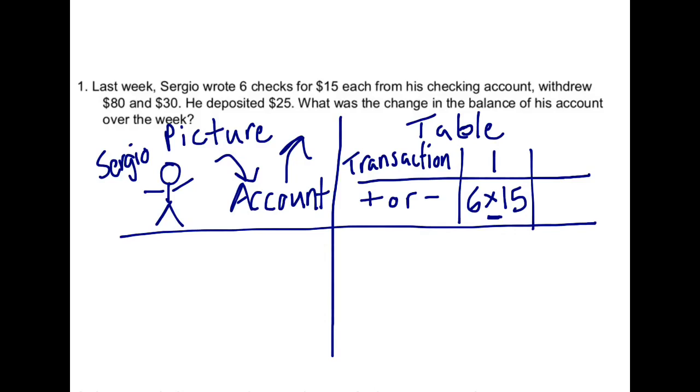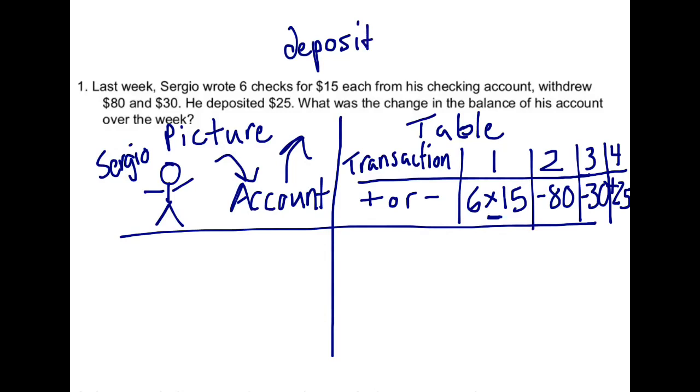Next, he withdrew $80 and $30. So he withdrew $80. Put a third transaction. He withdrew $30. And last, transaction number 4, he deposited $25. Put $25 and put a plus in front of it because depositing is positive. You're putting money into your account. And withdraw is negative because you're taking money out of your account.